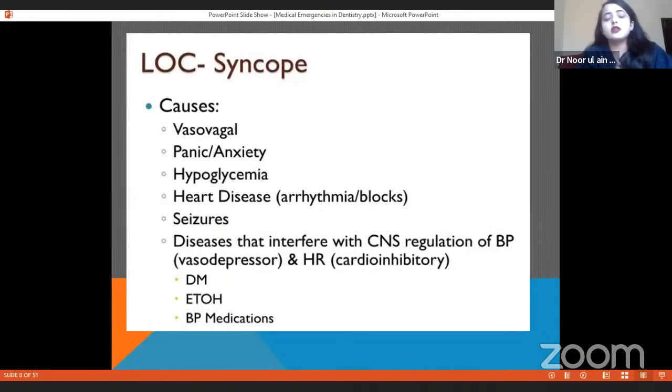So, what are the causes of syncope? Vasovagal, panic, if you are getting stress or anxiety, hypoglycemia, heart diseases, some arrhythmias, blocks, or anything like heart attacks, seizures, diseases that interfere with CNS regulation of blood pressure, that is vasodepressor and cardioinhibitory, like diabetes mellitus and BP medications.